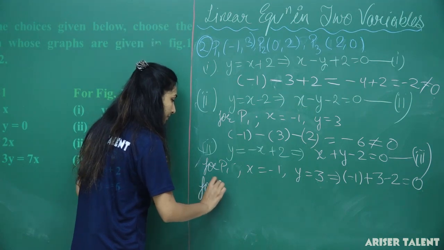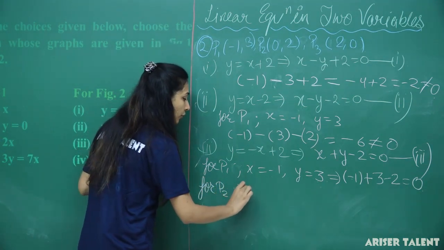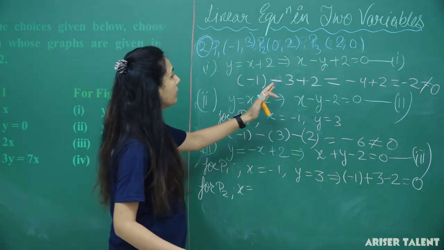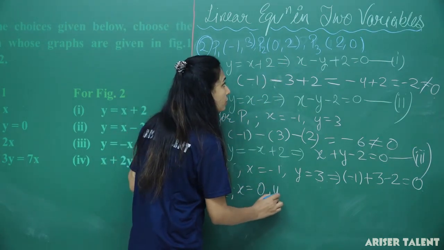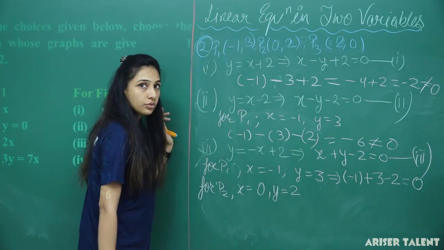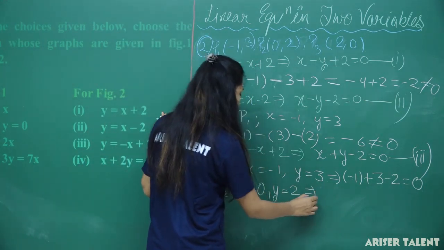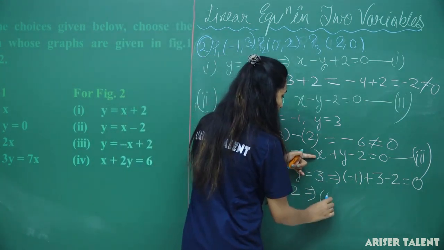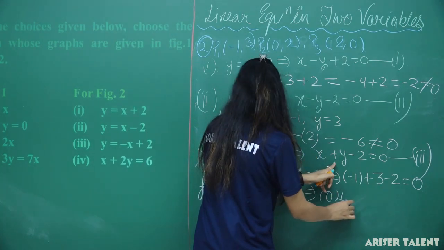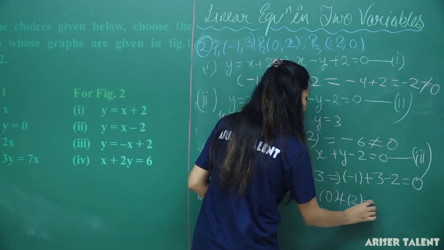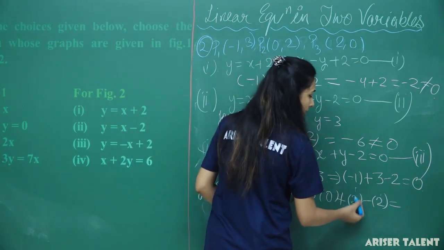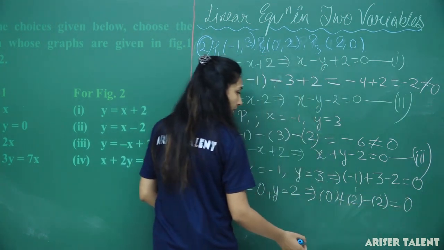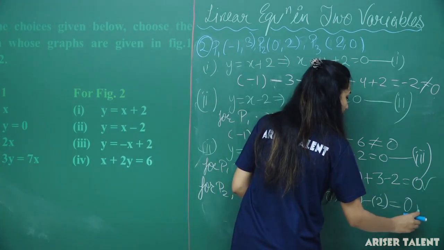For P2, x equals, students, what? Look here, for P2 x equals 0 and y equals 2. This implies the equation will become 0 plus y is 2, 2 minus 2, and this equals what? 0. So, okay, this is satisfying.